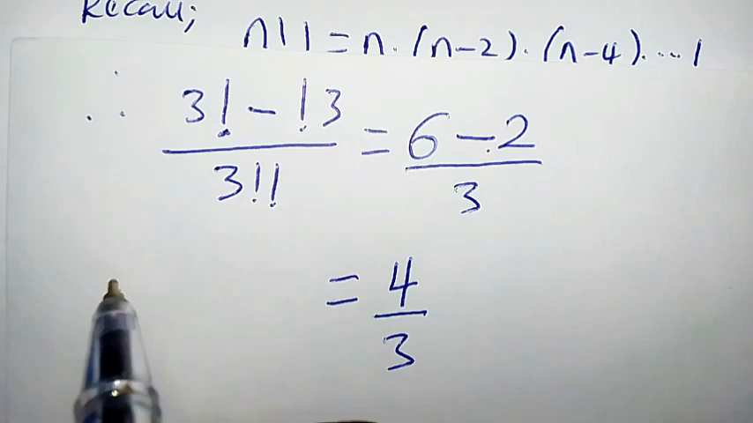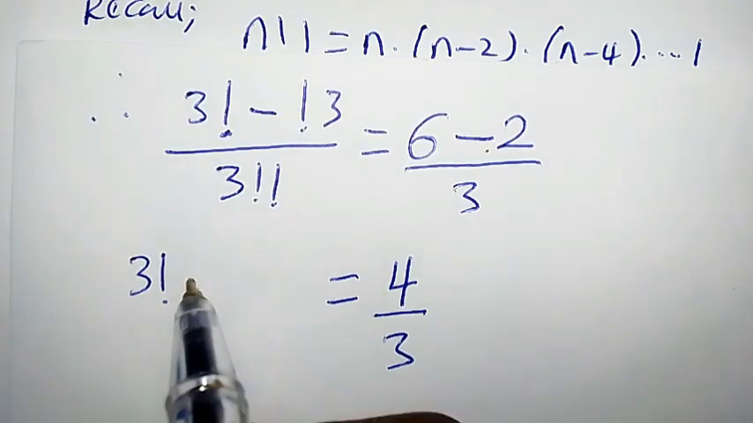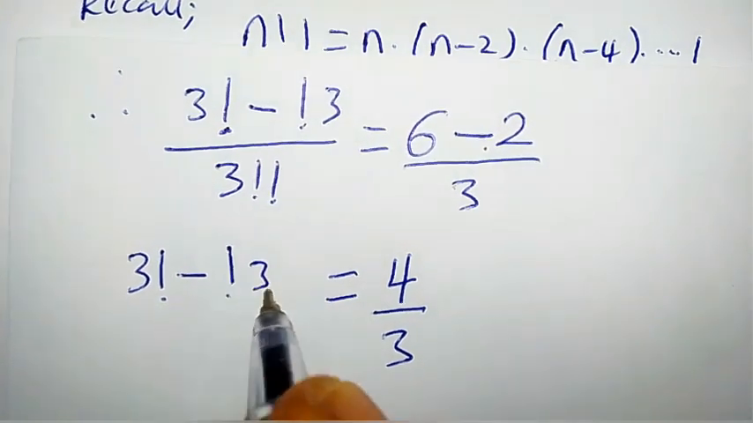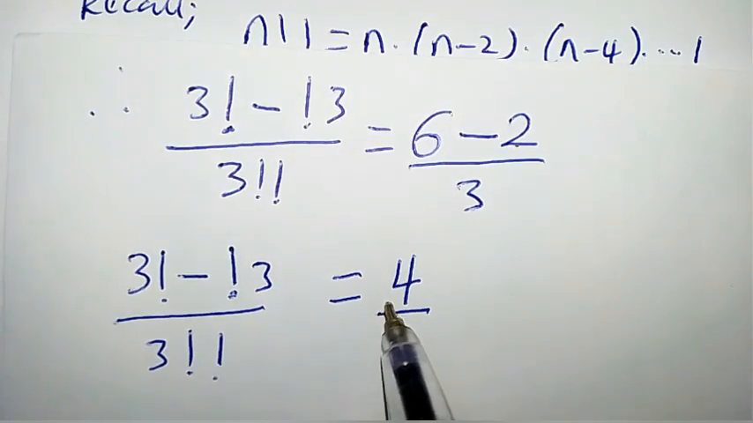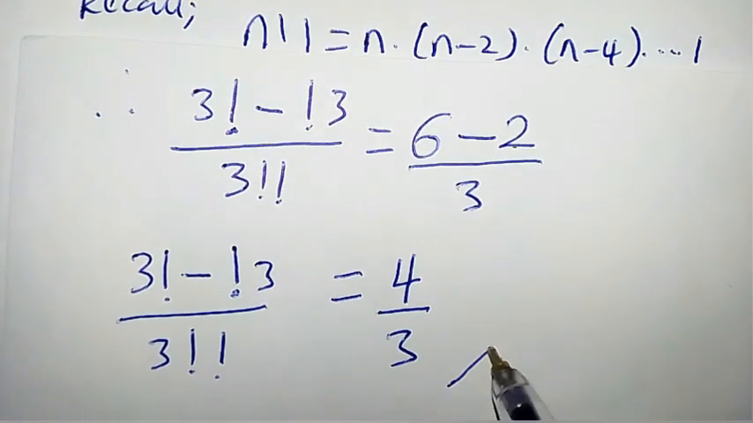That means 3 factorial minus subfactorial of 3 over 3 double factorial is equal to 4 over 3. This is the required solution.